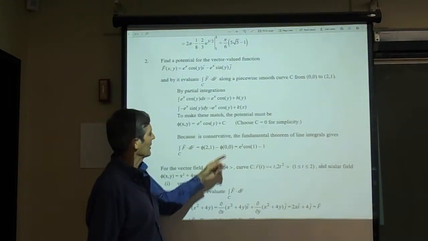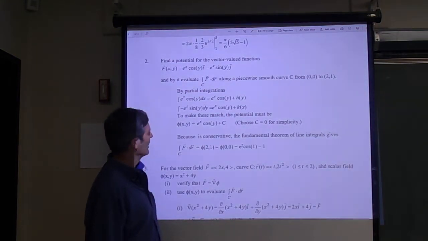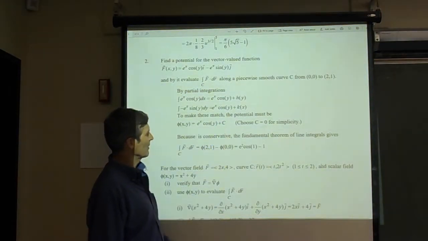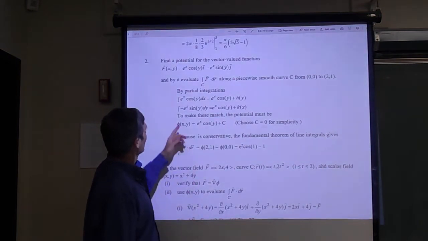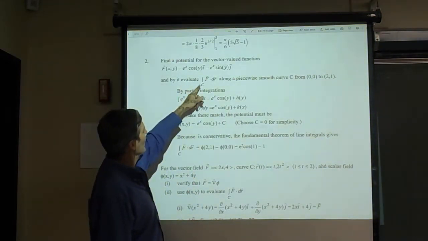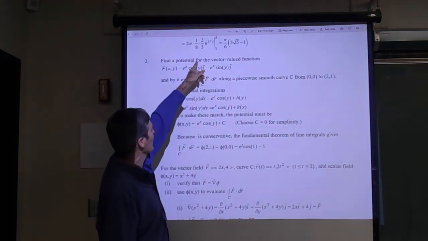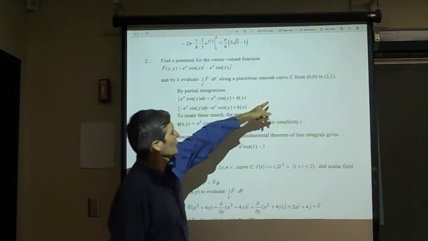You can choose c to be anything, so choose it to equal 0. And you got e to the x cosine y is a potential. Now the second part of the question is, what's the value of the line integral F dot dr for this F along a curve that goes from (0, 0) to (2, 1)?